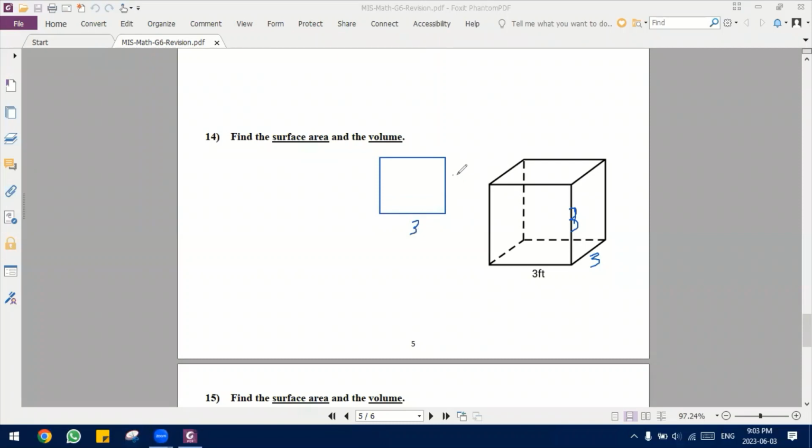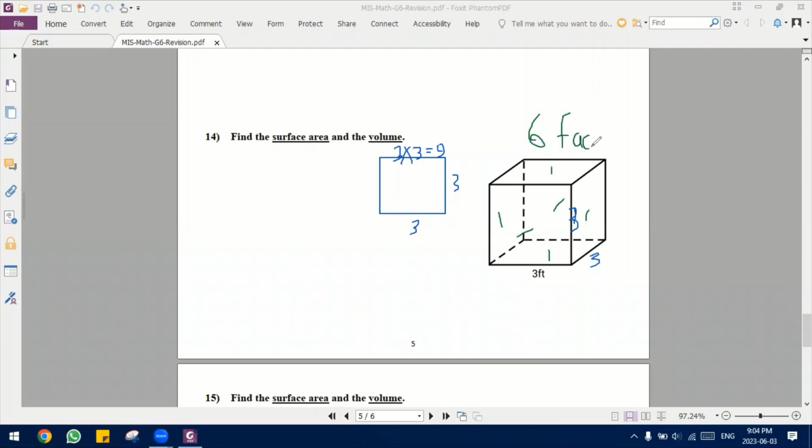It's 3 times 3. Base times height, like 3 times 3, will give me 9 feet squared. Now, how many of these squares do I have? The cube has 6 faces. The front and the back, 2. The sides, another 2. And the top and the base, another 2. So 6 faces.